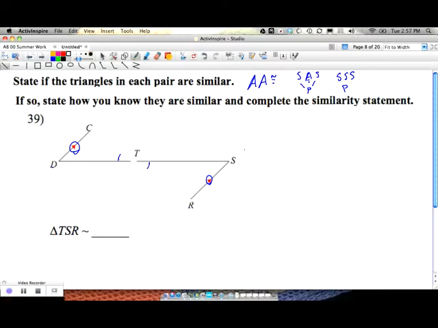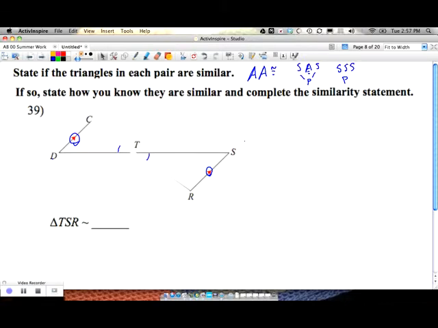So I'm going to cover up this line. Once that line is covered, hopefully you can kind of see it. It makes a little Z shape there. And that really highlights these corresponding angles. The corresponding angles then are going to be this one here, here in the corner. D and S, those are going to be corresponding. And similarly, R and C are going to be corresponding.